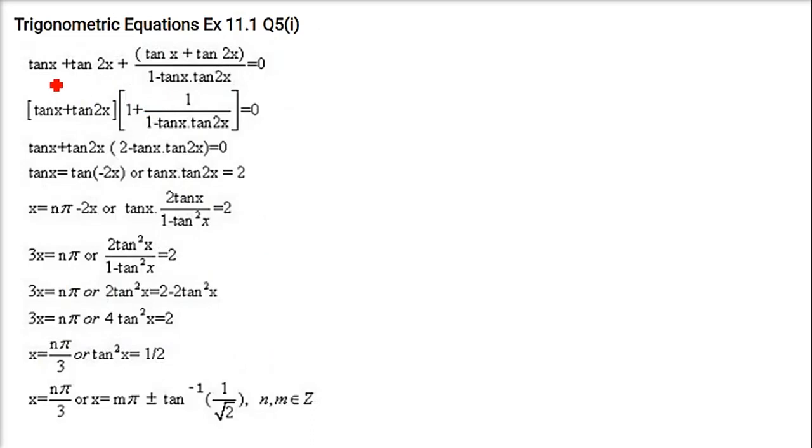Now you have tan x plus tan 2x equal to (tan x plus tan 2x) by 1 minus tan x tan 2x. So here what you have to do is take tan x plus tan 2x common from here. When you take it common, it will be tan x plus tan 2x, and inside this will be 1 plus 1 by 1 minus tan x tan 2x. So just solving this one, 1 plus 1 by 1 minus tan x tan 2x.